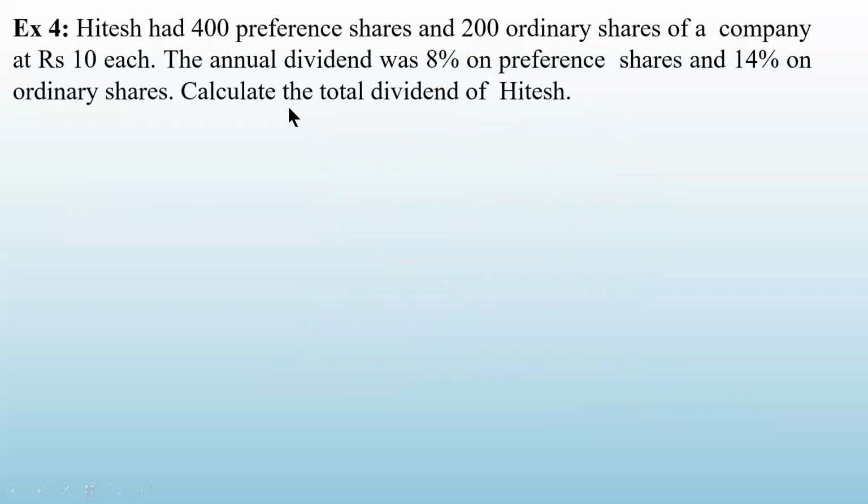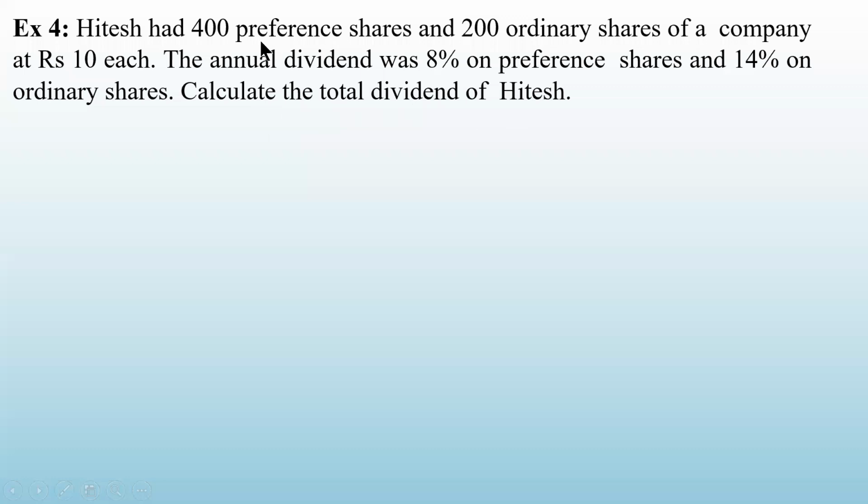Look at this question. Hitesh had 400 preference shares and 200 ordinary shares of a company at rupees 10 each. That means the face value is 10. The annual dividend was 8% on preference shares and 14% on ordinary shares. So he is having 2 different types of shares, and the rate of dividend is also different. For preference share, it is 8%, and for ordinary shares, it is 14%. You have to find out what is the total dividend of Hitesh.